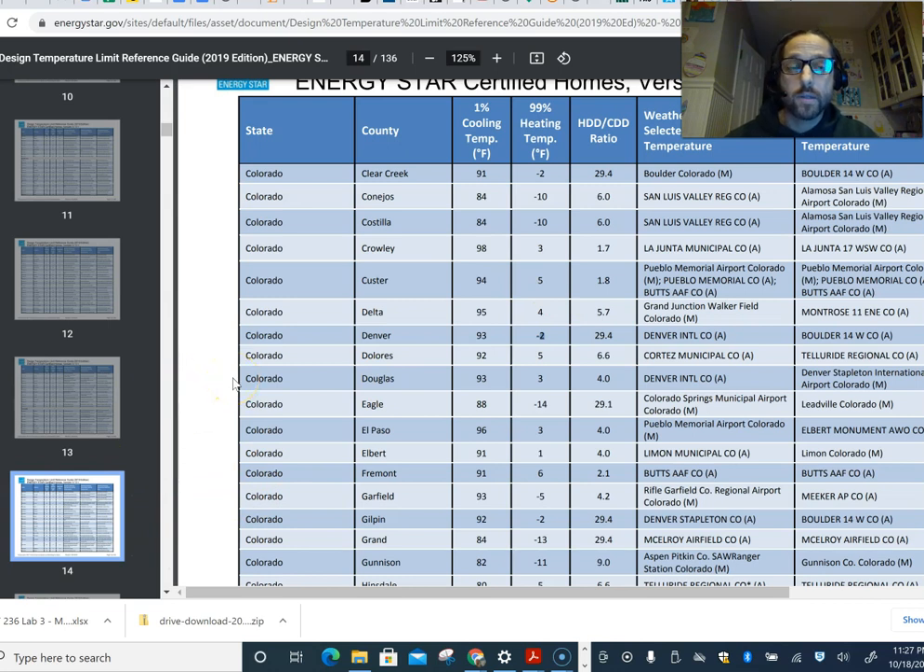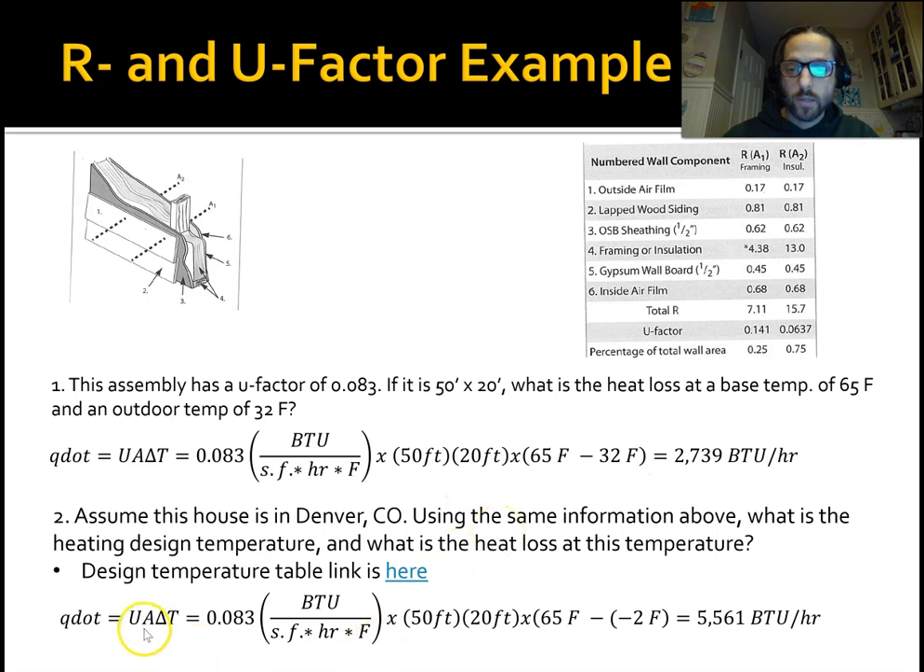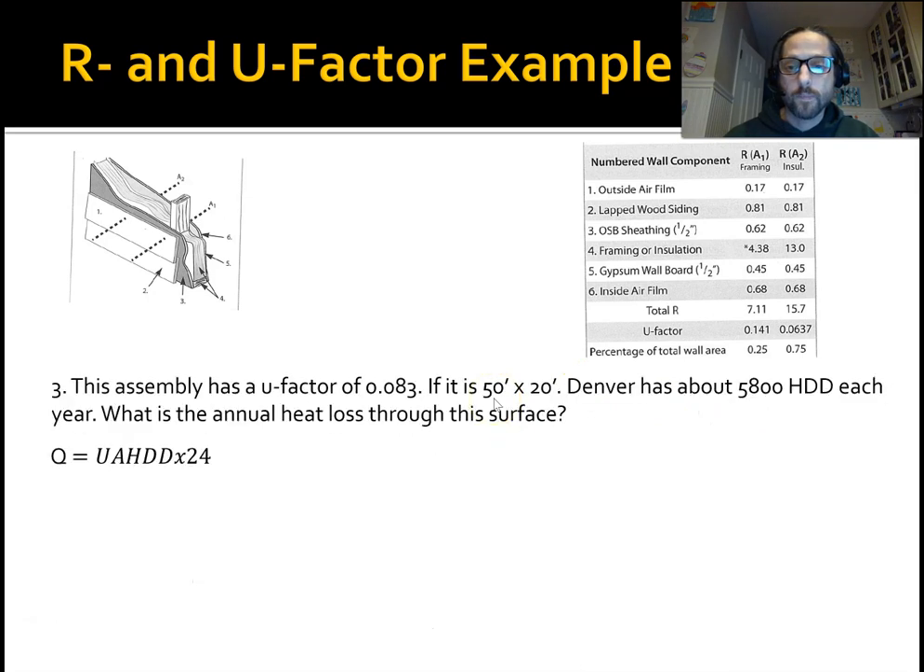So now I can plug this into my heat load equation and see how much heat I'm going to need to provide at the design temp. Okay, so we know it's minus 2, so we just plug that into our UA delta T. Everything's the same except the outdoor temperature is minus 2, and you get 5,561 BTUs per hour.